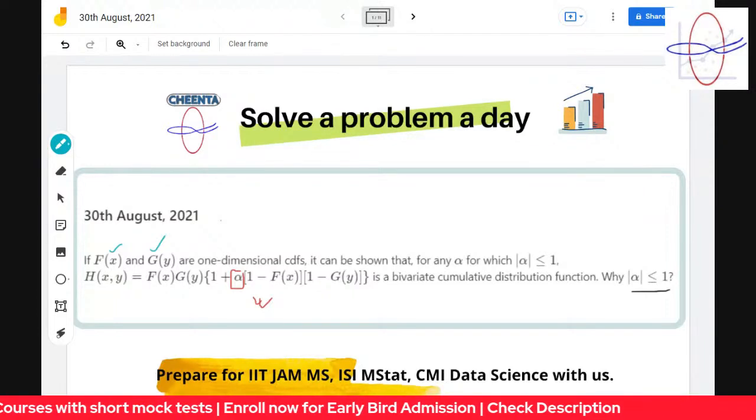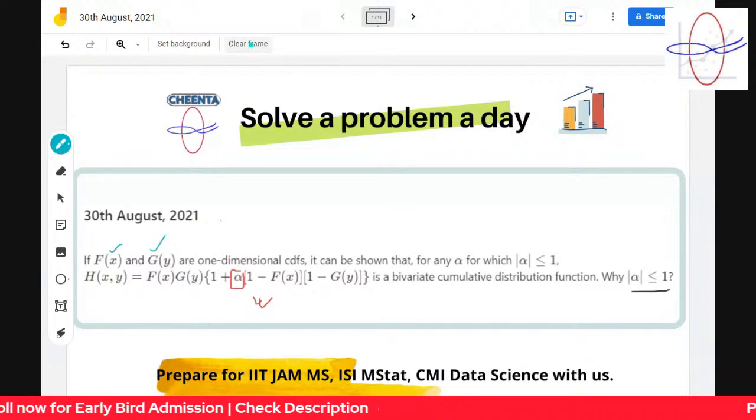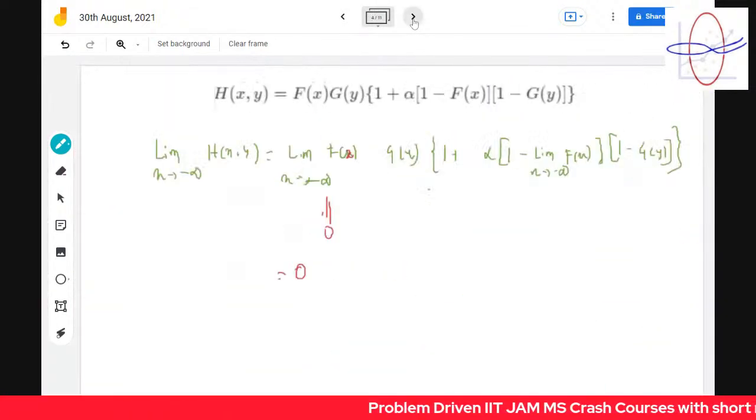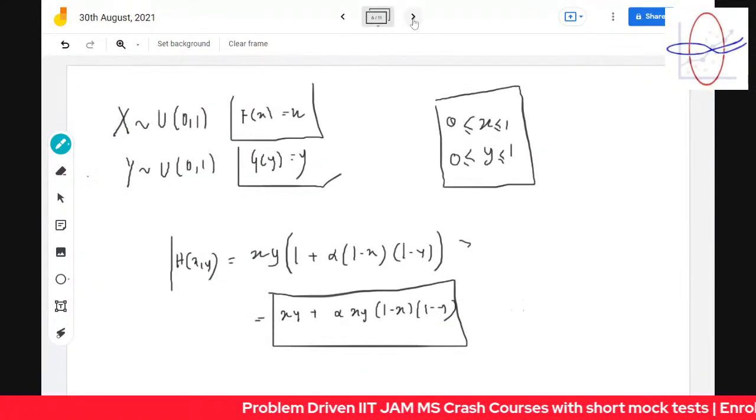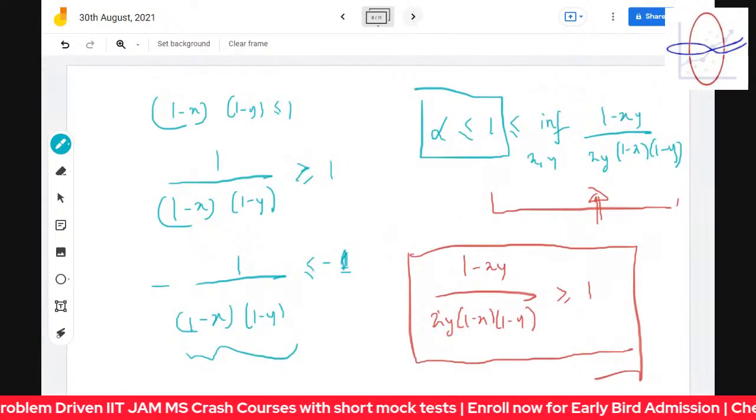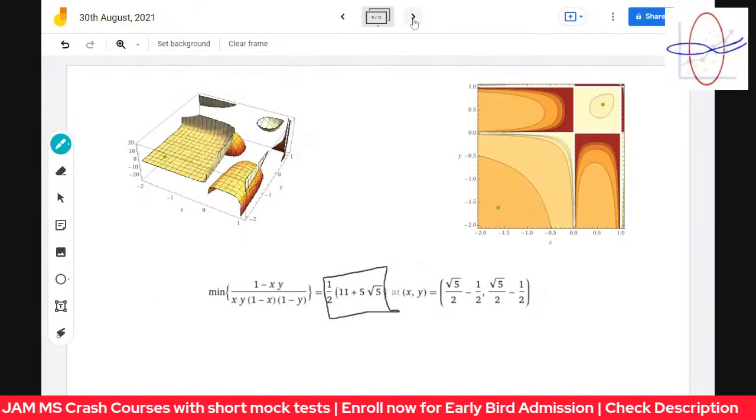Foley-Morgenstern family of distributions. From two distributions, this is how we can find a new family of distributions. Also, this condition, modulus of y less than or equal to 1, is needed. But in this problem, we will show that alpha greater than or equal to minus 1 is important, but alpha less than or equal to 1 can actually be relaxed.